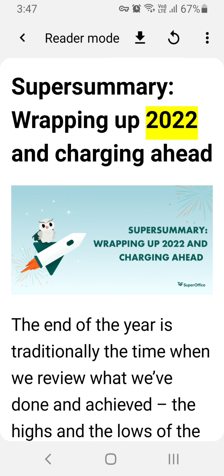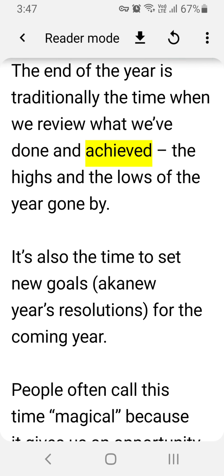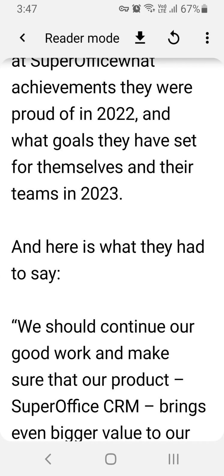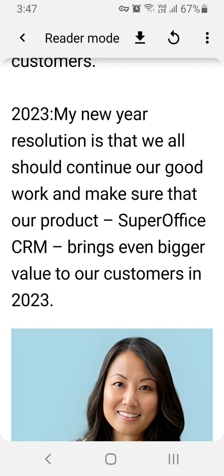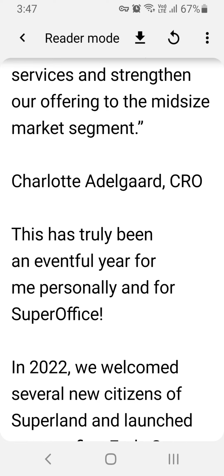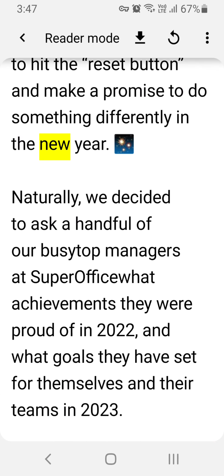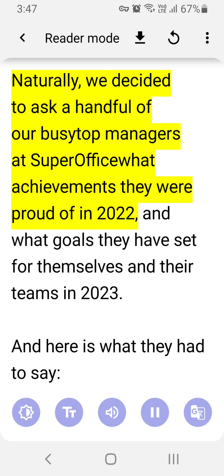Super Savvy, wrapping up 2022 and charging ahead. The end of the year is traditionally the time when we review what we've done and achieved, the highs and the lows of the year gone by. It's also the time to set new goals, aka New Year's resolutions, for the coming year. People often call this time magical because it gives us an opportunity to hit the reset button and make a promise to do something differently in the new year. Naturally, we decided to ask a handful of our top managers at SuperOffice about their achievements.